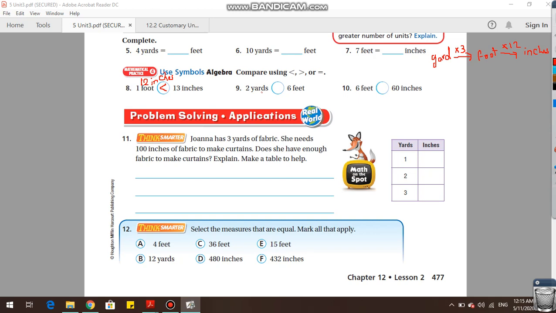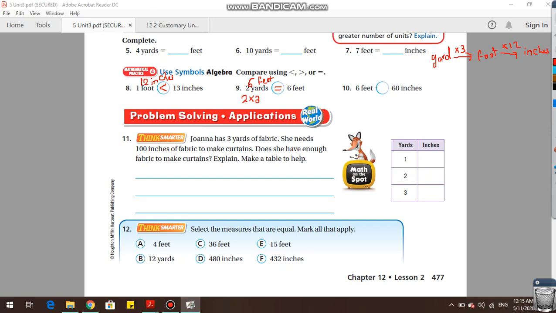Now 2 yards and 6 feet. Again, change the big unit to the small unit. So I will change yard into feet. From yard to feet, I'm going to multiply by 3. So I'm going to say 2 times 3 equals 6 feet. So 6 and 6 are equal.